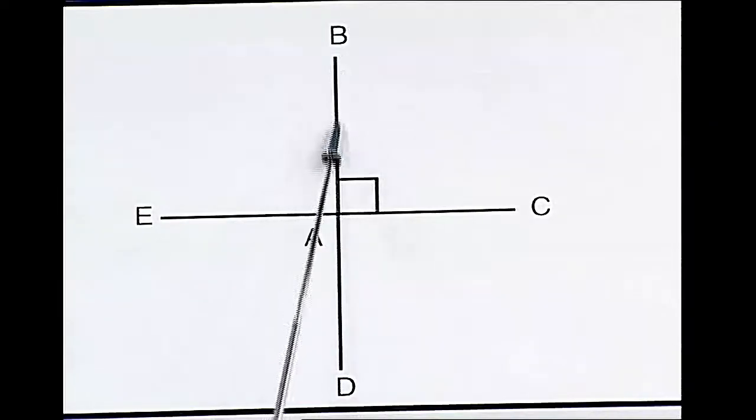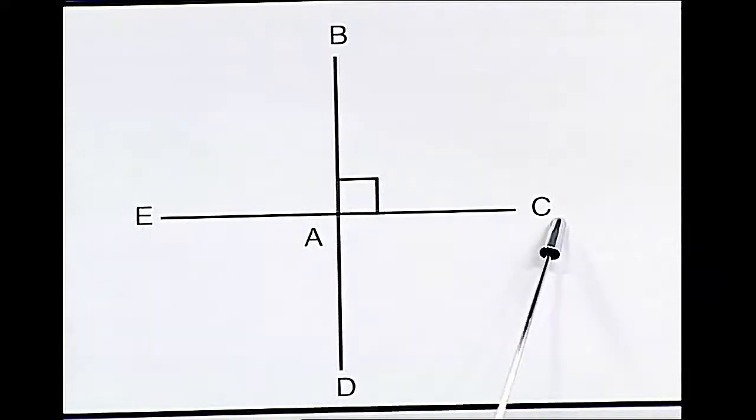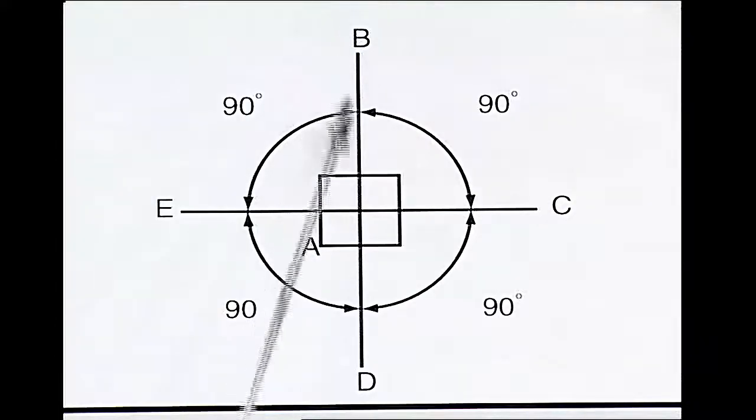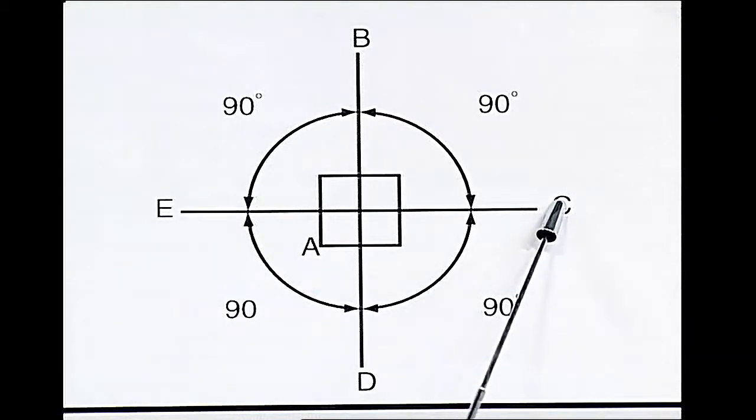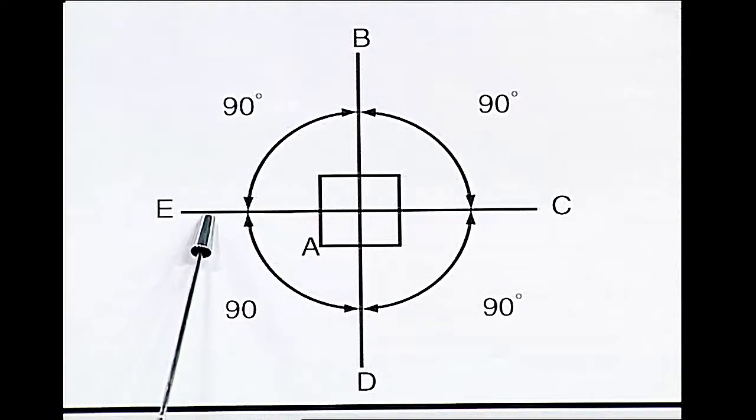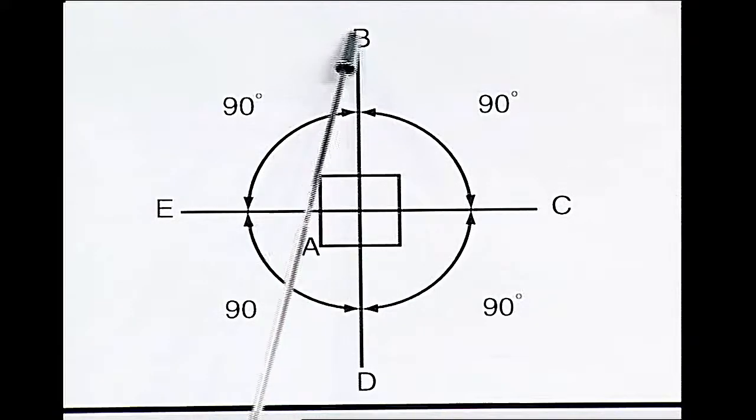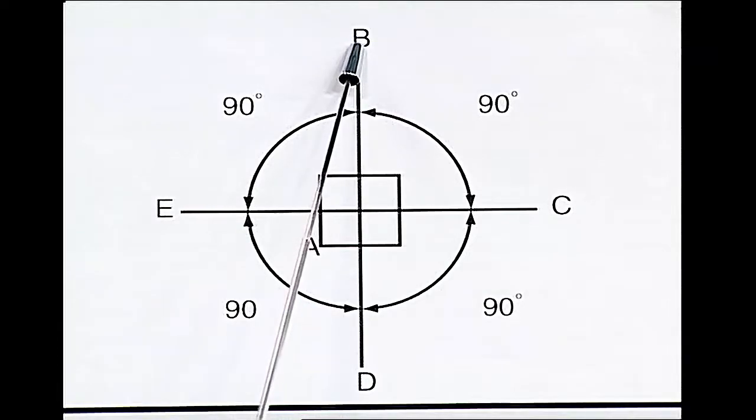If two intersecting straight lines are perpendicular, then all four angles are 90 degrees. Line segment BD is perpendicular to EC. Therefore, angle BAC is equal to 90 degrees. If BAC is equal to 90 degrees, then all four angles are equal to 90 degrees. Angle CAD is equal to 90 degrees. Angle DAE is equal to 90 degrees. And angle EAB is equal to 90 degrees.